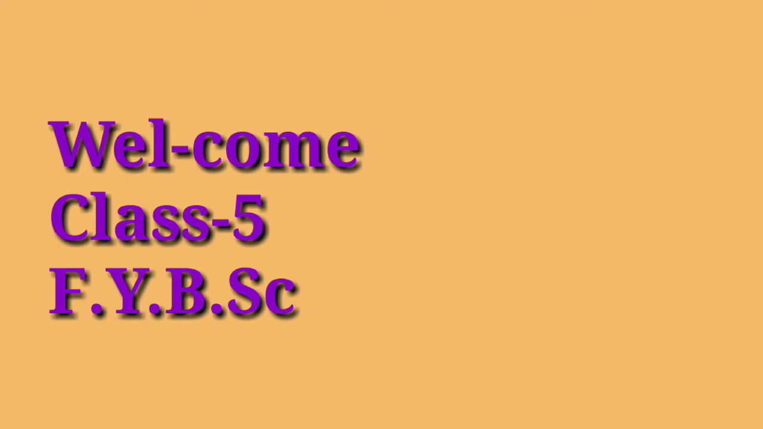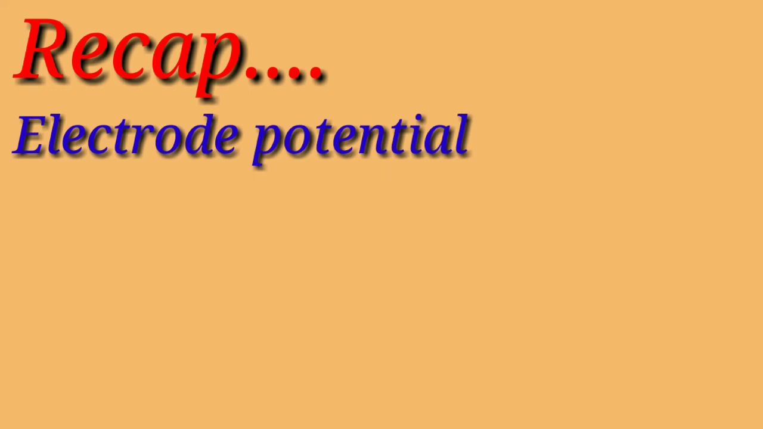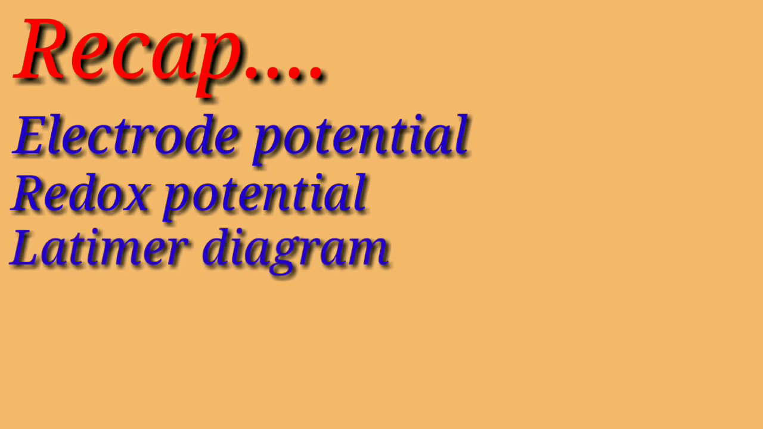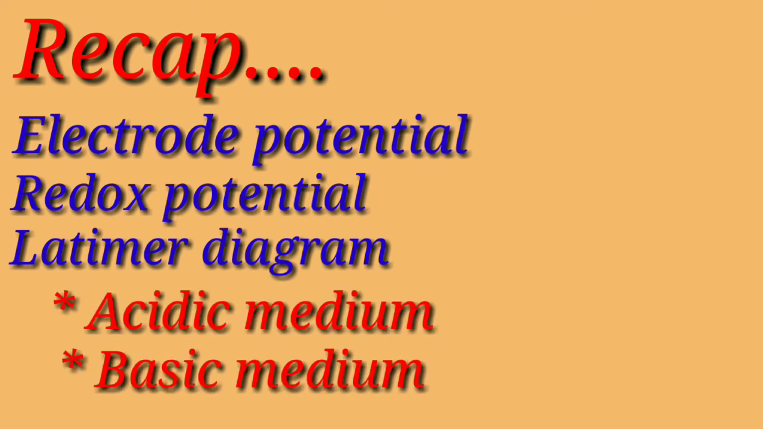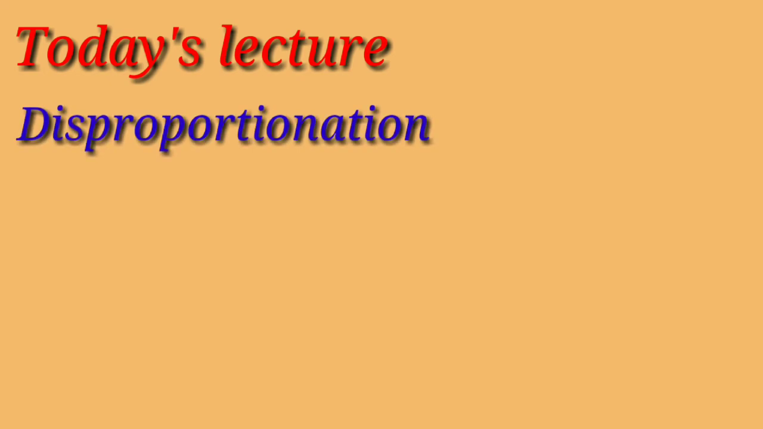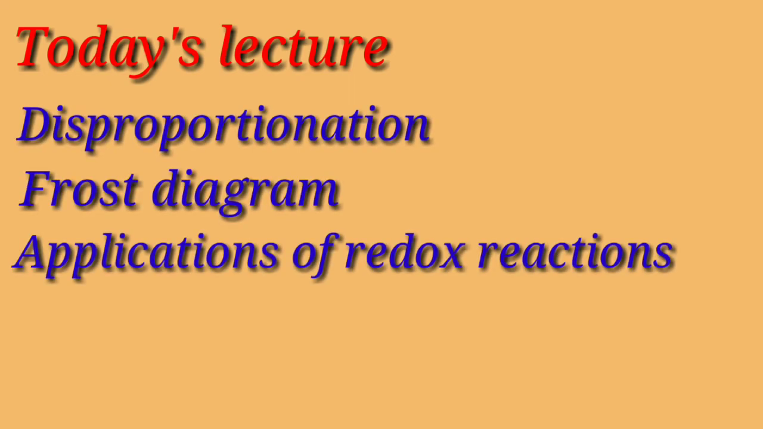So students, in our previous lecture, we have discussed electrode potential, redox potential. We have also discussed Latimer diagram of chlorine. We have studied the information that is conveyed by Latimer diagram in acidic medium as well as in basic medium. So students, in our today's lecture, we are going to study about disproportionation, Frost diagram and application of redox reactions. So let's get started.